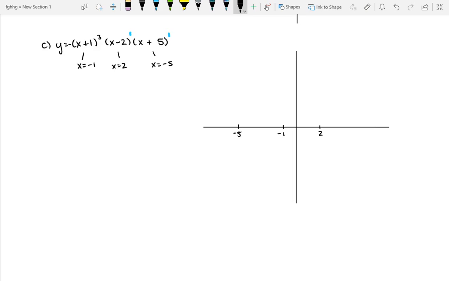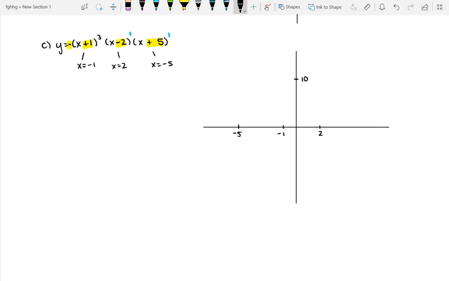The next thing we're going to take a look at is our y-intercept. Now be very careful here. There is a negative in the front, which is going to change the sign of my y-intercept. So the first thing that we're going to do is 1 cubed times -2 times +5. So positive 1 cubed gives me 1, times -2 gives me -2, times 5 gives me -10. And if I multiply it by the negative that's in the front there, that's going to give me +10. So my y-intercept is going to be +10, which I'm just going to place up there for right now.